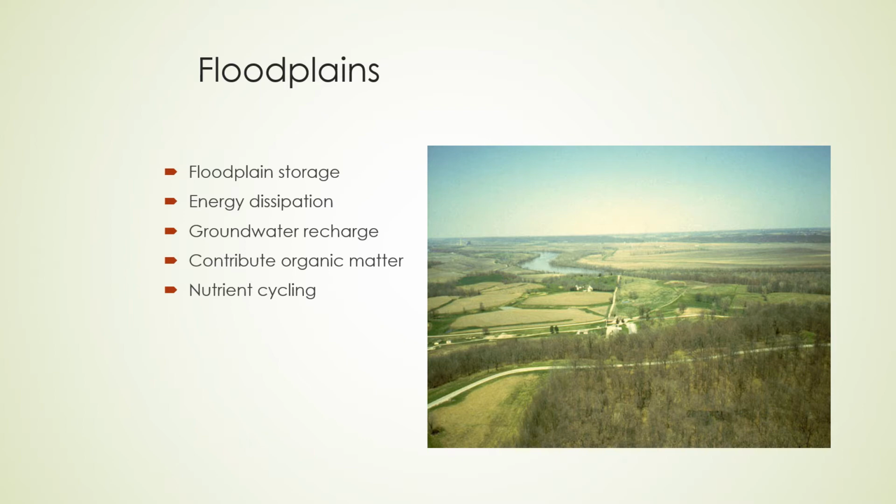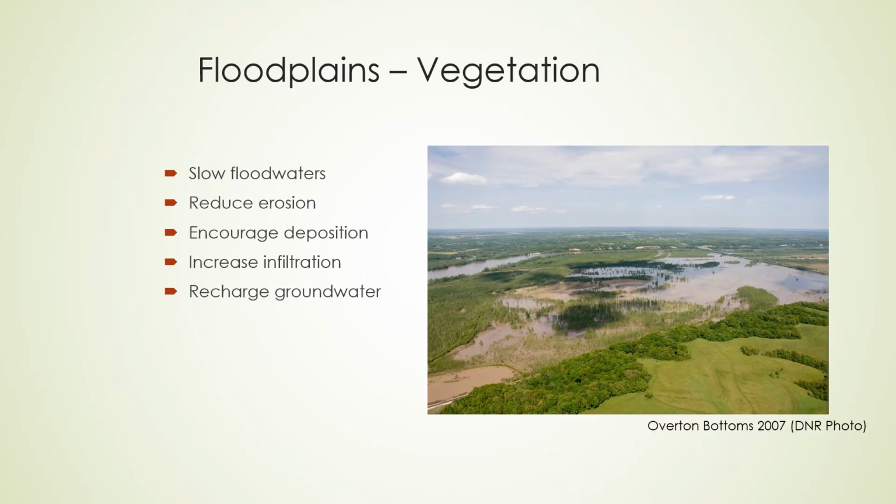Floodplains have 5 primary ecological functions. They allow floodwaters to spread out and slow down across the area, reducing and slowing velocities and dissipating energy. They also store this floodwater and recharge the groundwater during both precipitation events as well as floods. And finally, it contributes organic matter and promotes nutrient recycling. So as you can imagine, these functions are most effective if the floodplain is well vegetated. This vegetation increases the hydraulic roughness, which slows floodwaters and decreases the erosive energy.